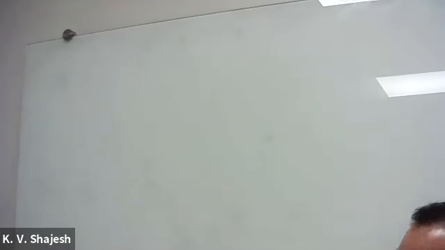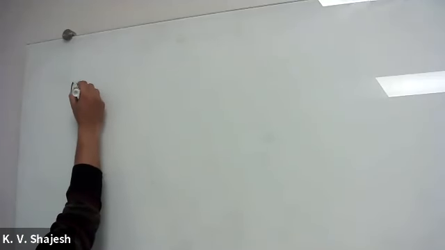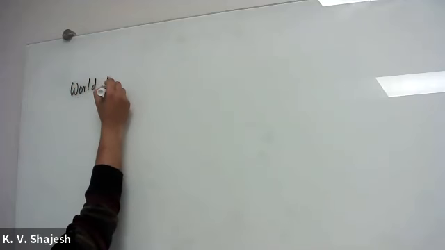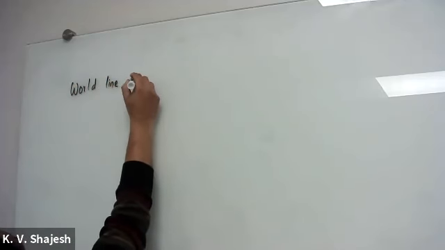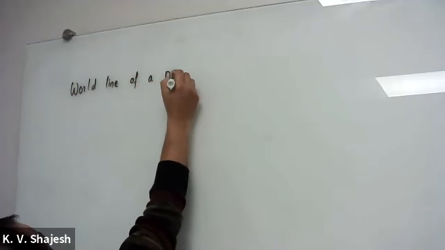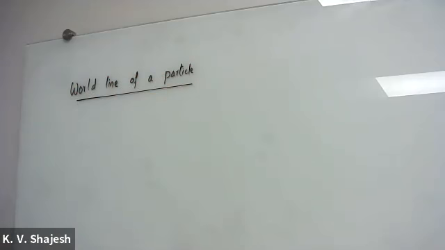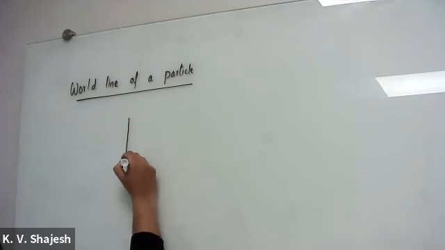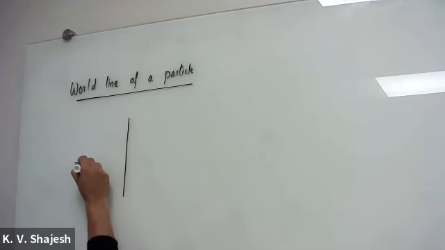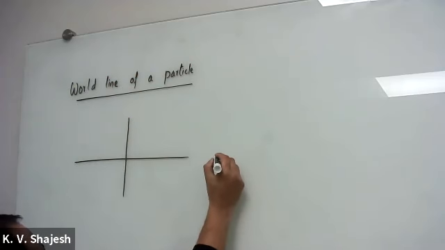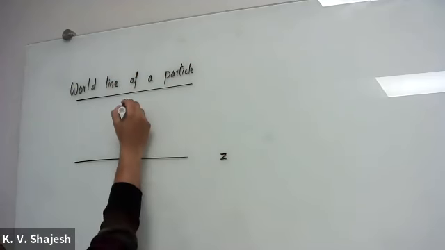interesting feature that comes out is that, or before that, let me talk about what is a world line. World line of a particle. So let's again have the space-time diagram. That's space-time, and that's your z, and that's your ct.